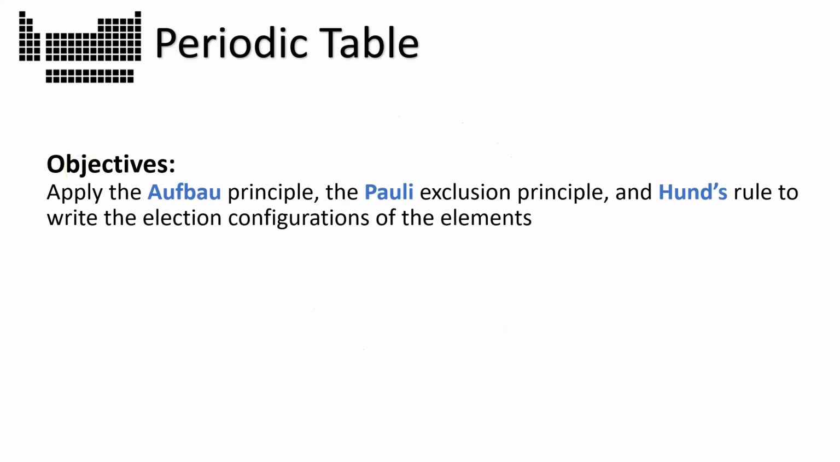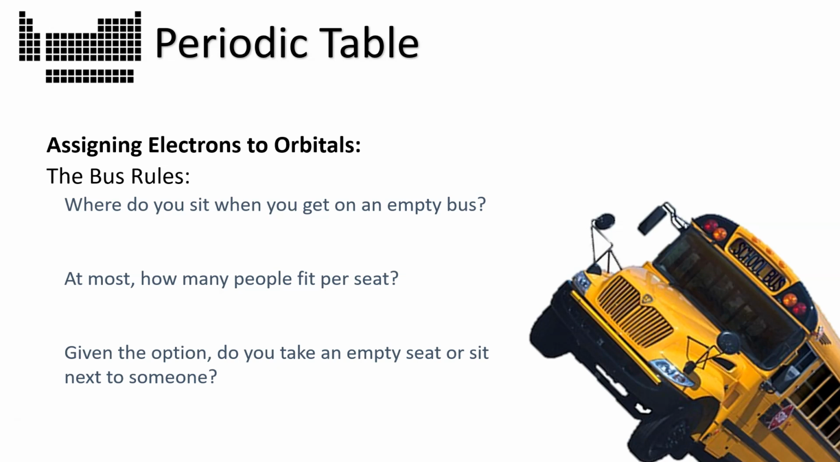Hey everybody, in this lesson we're going to apply the Aufbau principle, the Pauli exclusion principle, and Hund's rule to write electron configurations. I've also got a helpful little shortcut called the diagonal rule that makes all of these other principles almost useless. Let's get into it to learn how to write electron configurations.